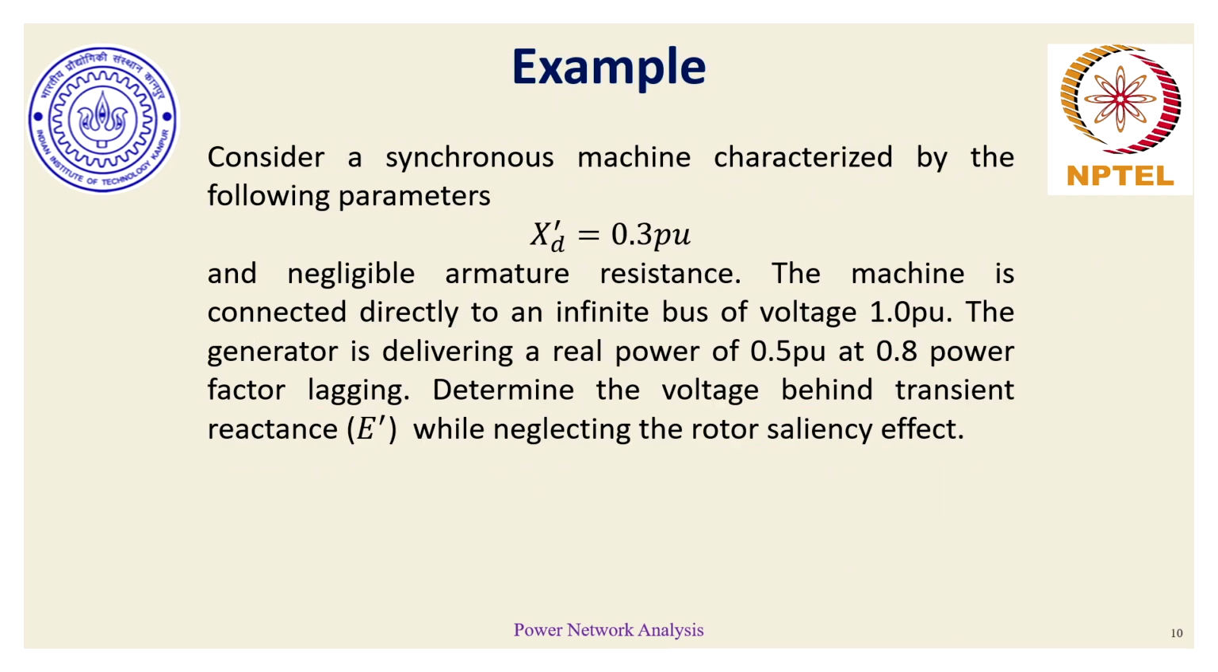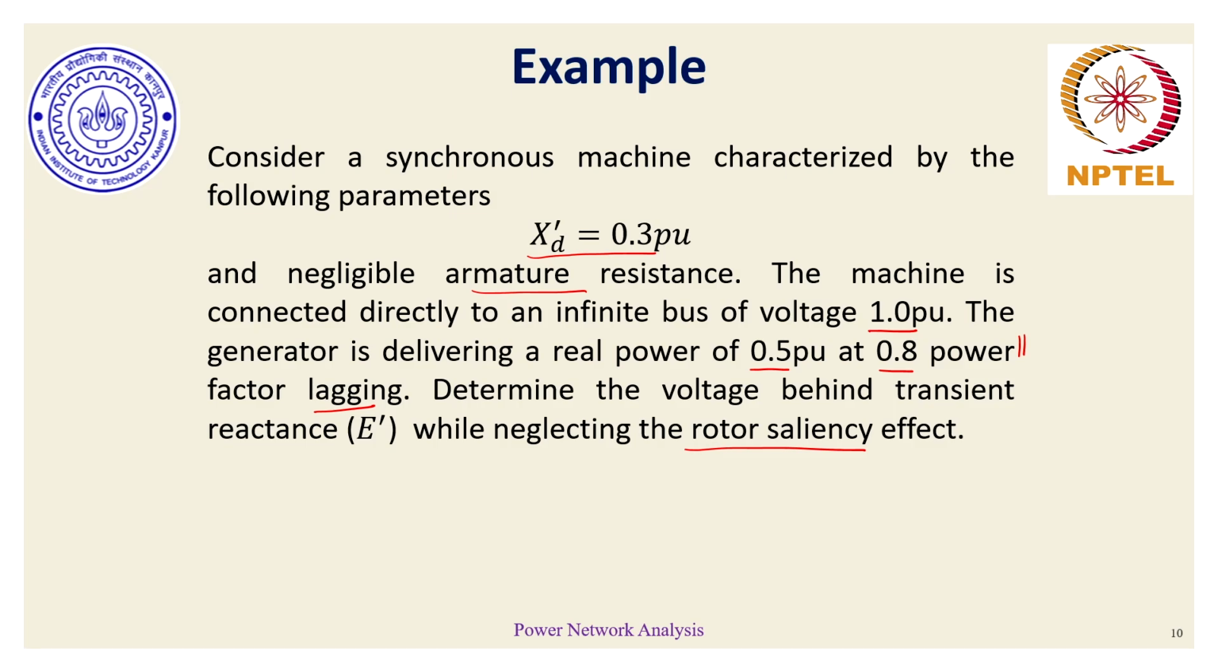We'll conclude this lecture with a simple numeric example where there is a synchronous machine whose direct axis transient reactance is given and the armature resistance is negligible. The machine is connected to an infinite bus whose voltage magnitude is fixed at 1 per unit. The machine is delivering a real power of 0.5 per unit at 0.8 power factor lagging. At this condition, we have to determine the internal EMF, or the voltage behind the transient reactance, while neglecting the rotor saliency effect. That means the machine we are considering is a cylindrical rotor machine.